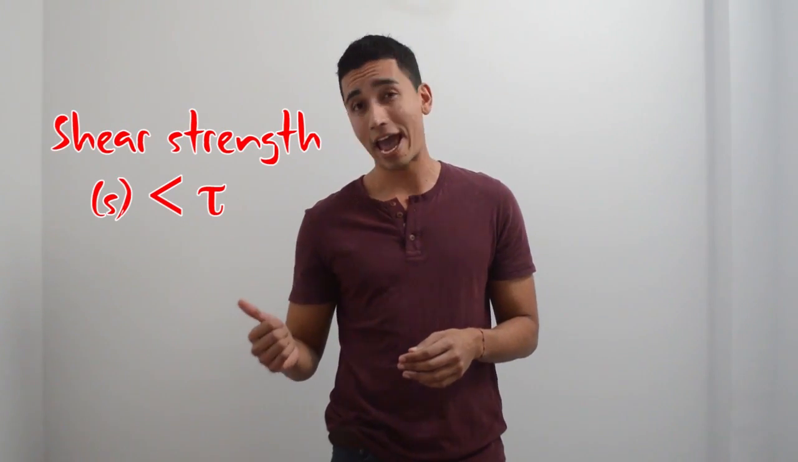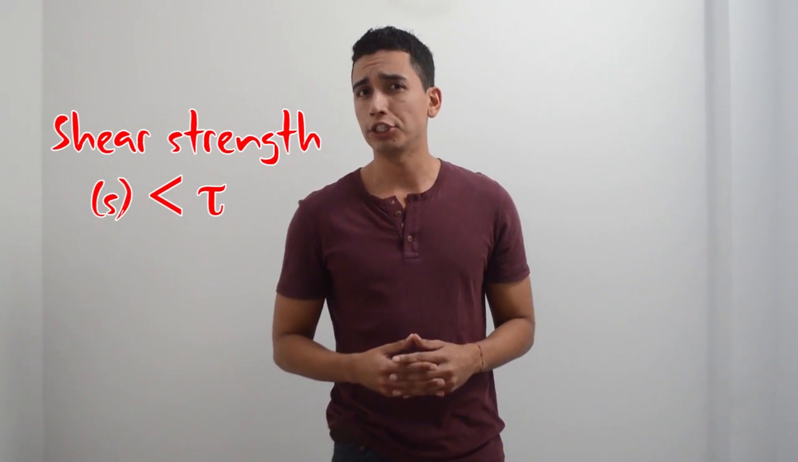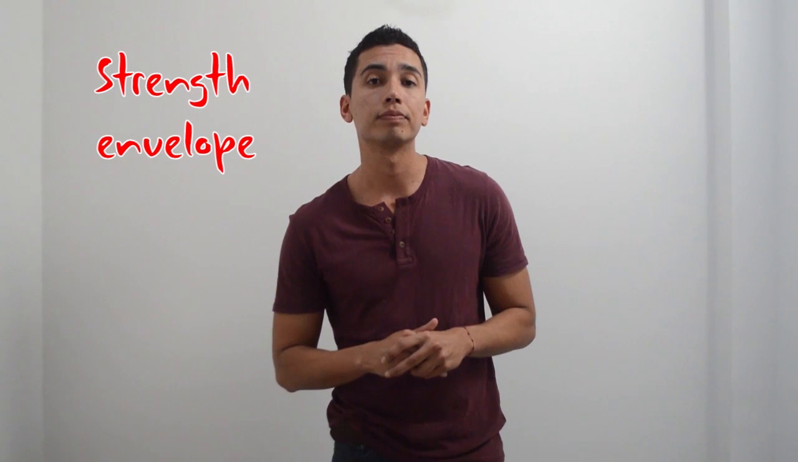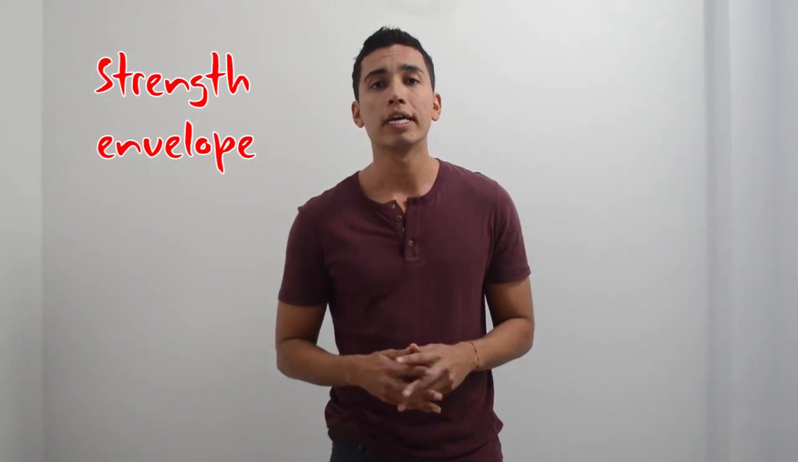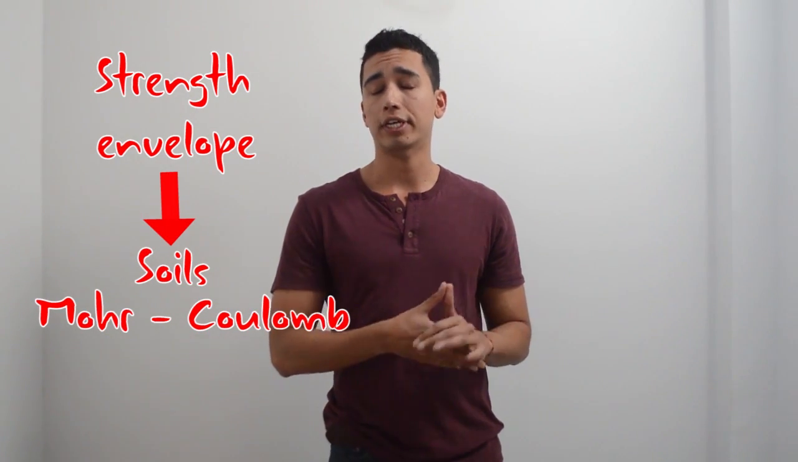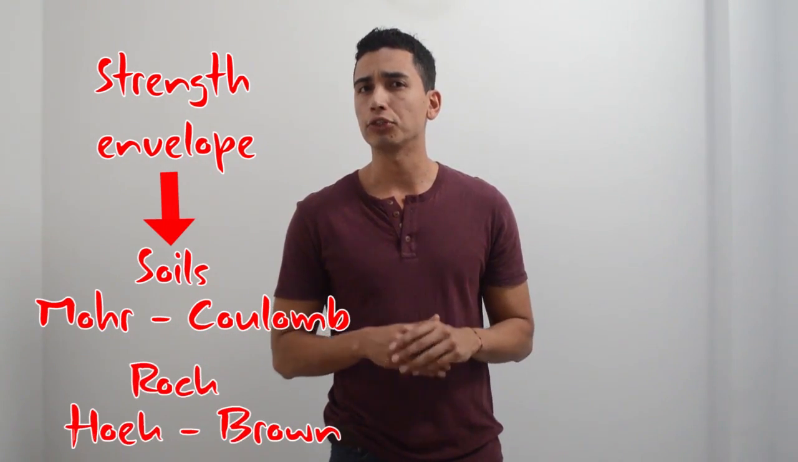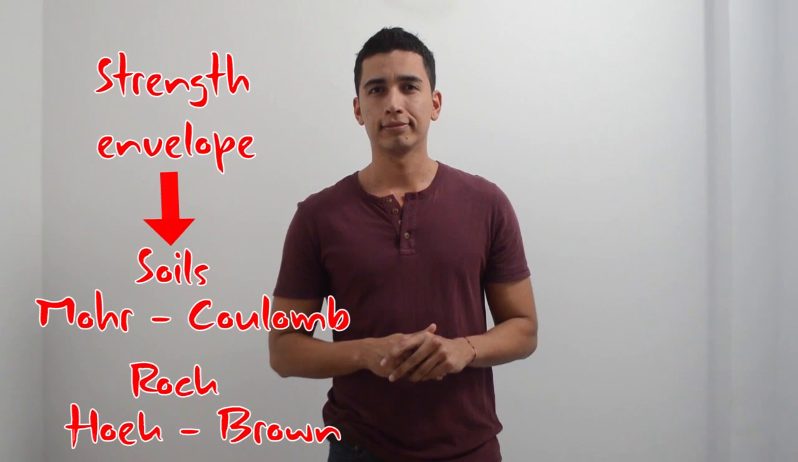A slope fails because inside it, the shear strength, which I'm going to call S, is lower than the generated shear stress. The shear strength is obtained through a strength envelope, which, for the case of the soil, is established through the Mohr-Coulomb criterion, and for the case of the rock, it is established through the Hoek-Brown criterion.